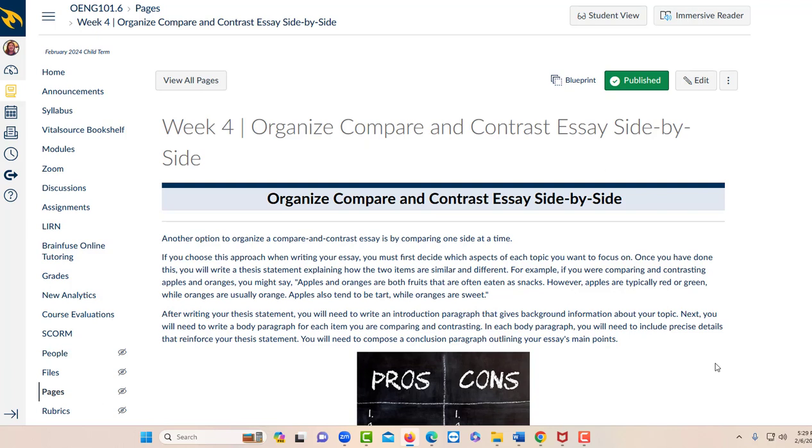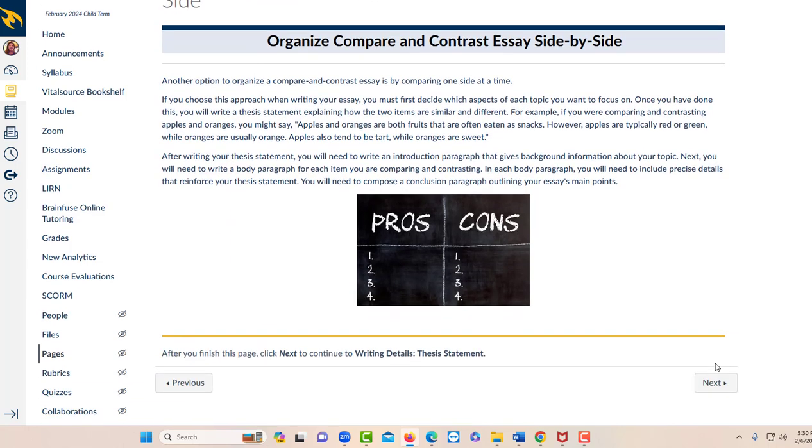However, apples are typically red or green, while oranges are usually orange. Apples tend to be tart, while oranges are sweet. After writing your thesis statement, you will need to write an introduction paragraph that gives background information about your topic. Next, you will need to write a body paragraph for each item you are comparing and contrasting.